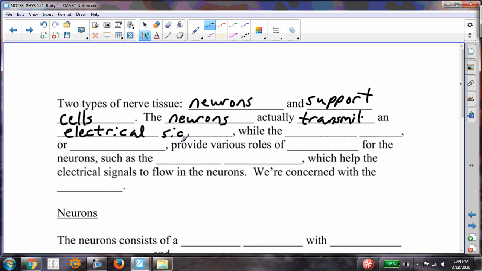Sort of like when we get a current in a wire, although a little bit different, and it's kind of ingenious the way that it does it. We'll talk about that, where it has these chemical gradients.